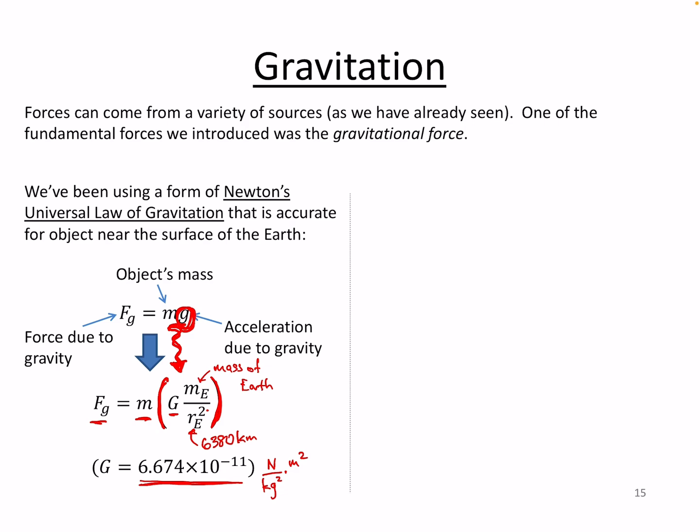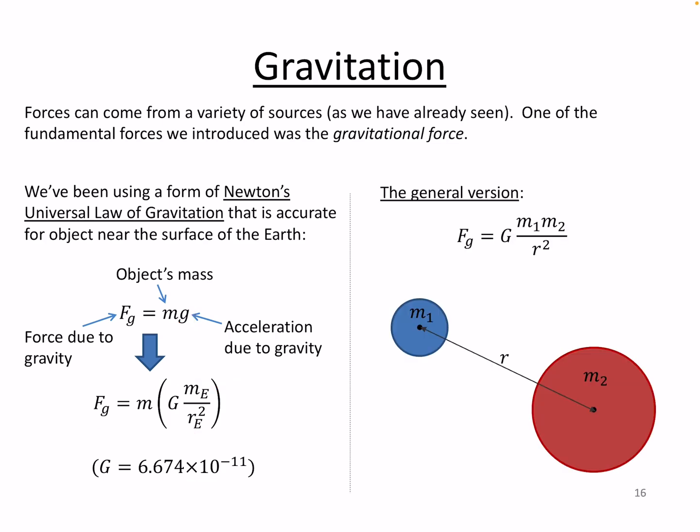Okay? So we need this tool. We need Newton's universal law of gravitation to deal with that. Now, this is for a specific example, right? This is Newton's universal law of gravitation for an object near the Earth's surface. The general version of it looks like this, a little cleaner, okay? And what this is telling us is that the magnitude of the force of gravity between two objects is equal to that big G that I mentioned, the mass of the first object times the mass of the second object, divided by the distance between their centers of mass.